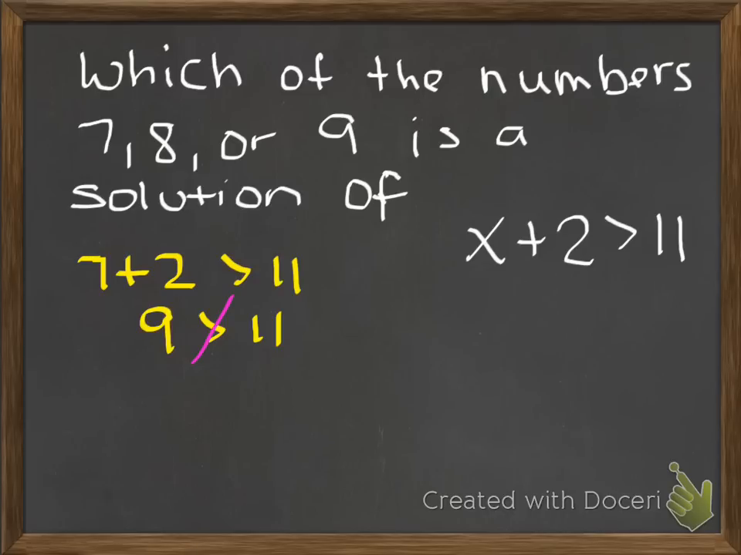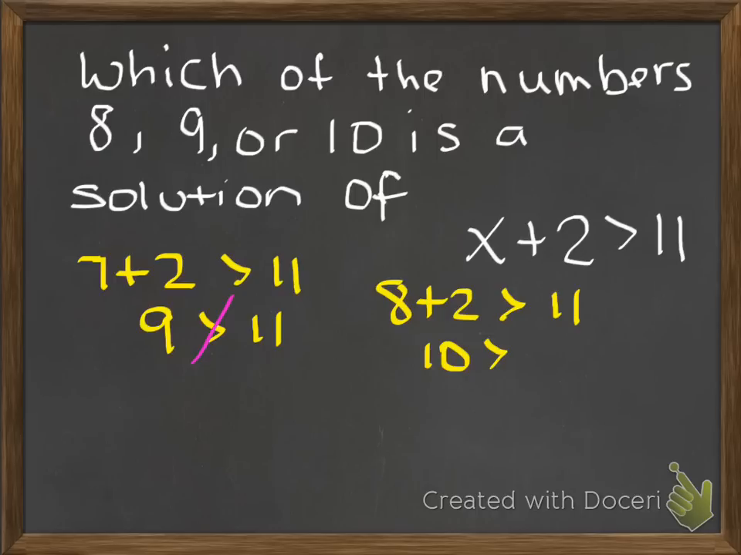Now let's try the next one. 8 is our next one. 8 plus 2 is greater than 11. 8 plus 2 is 10. Is 10 greater than 11? 10 is not greater than 11, so we're going to go ahead and put a slash through that. You may notice that I had to change the numbers. So it should now say which of the numbers 8, 9, or 10 is a solution of x plus 2 is greater than 11. So 7 we don't really need. That's because I realized as we were working through these that we were not going to get to a solution.